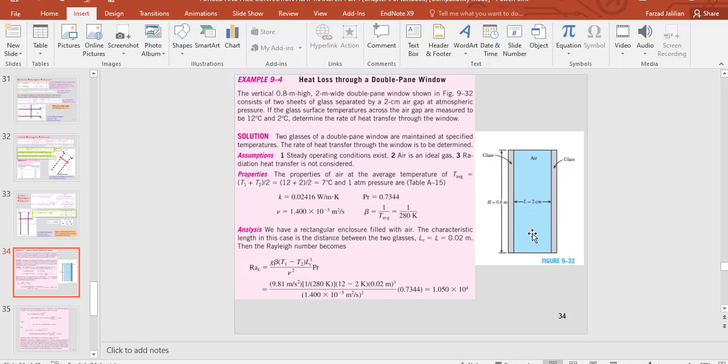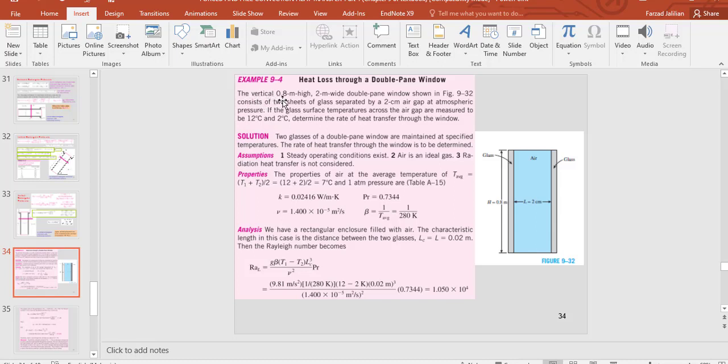So if the motion of the fluid in this enclosure, which is a double pane window, is enough to have convection heat transfer, we should also calculate the convection heat transfer plus the conduction. If the air is in motion naturally due to the temperature difference between these two surfaces, then we have convection heat transfer. Let's see what information we have.